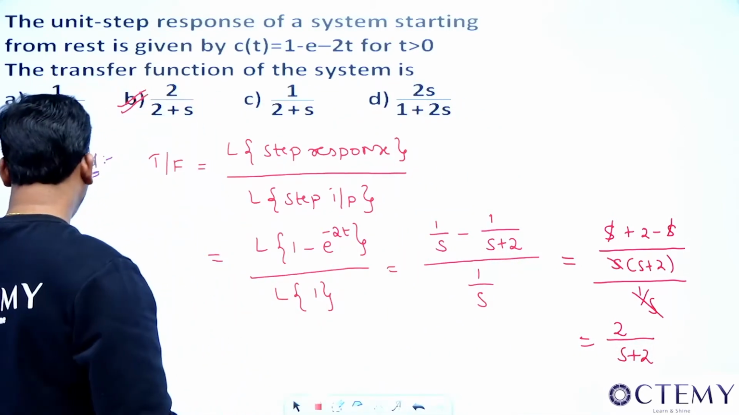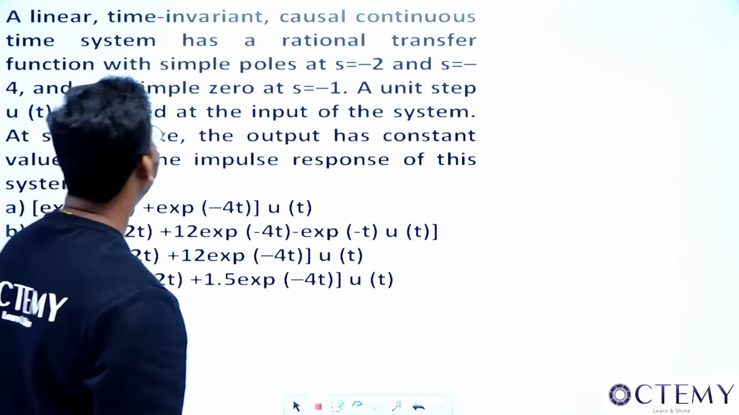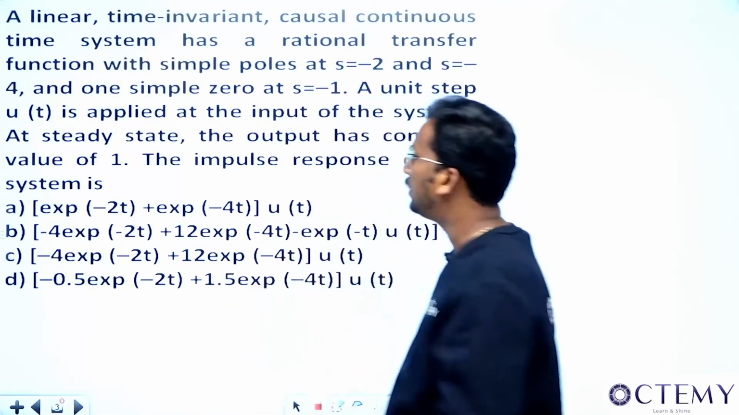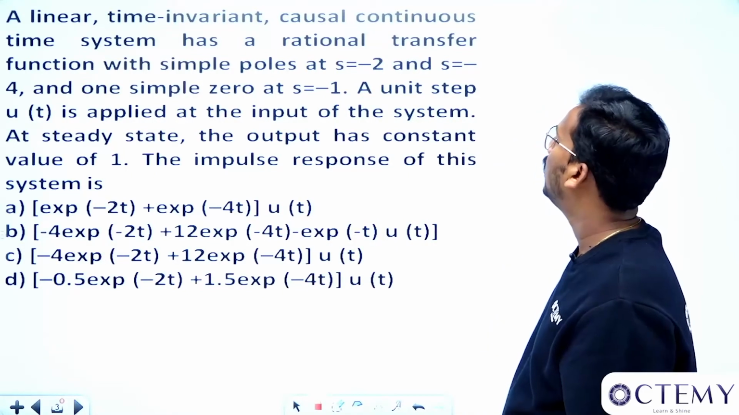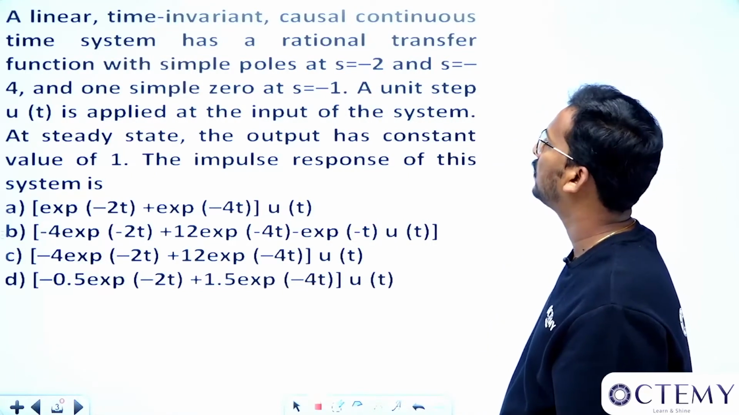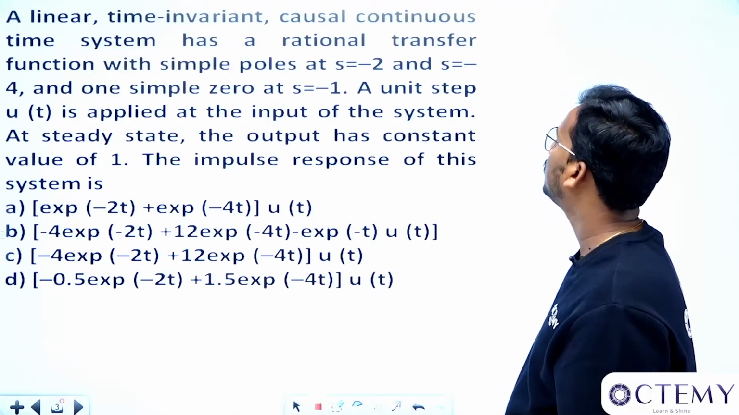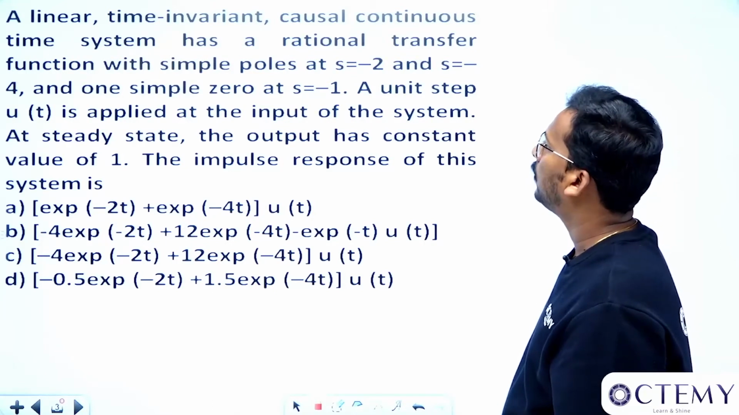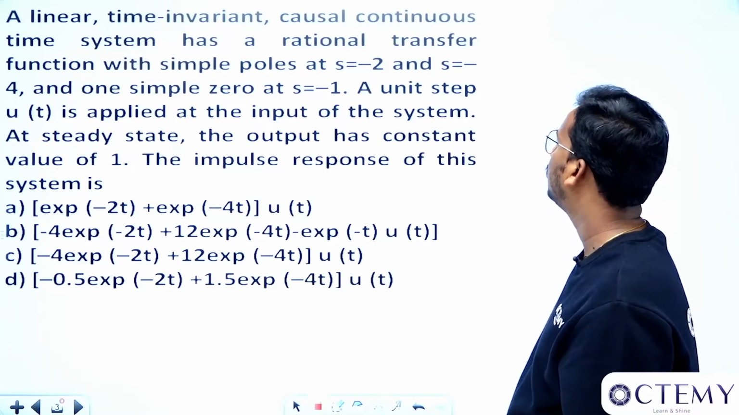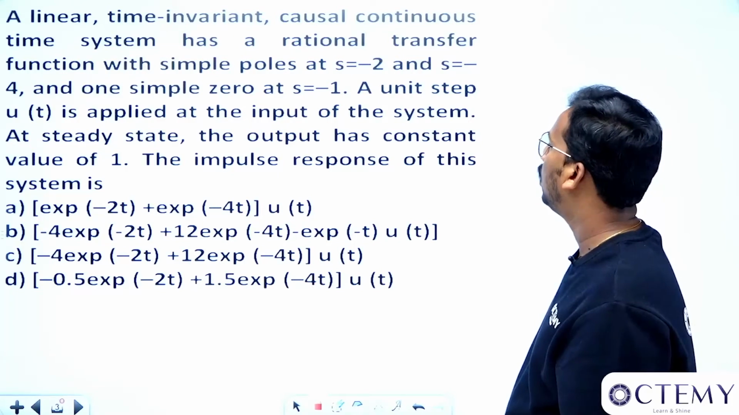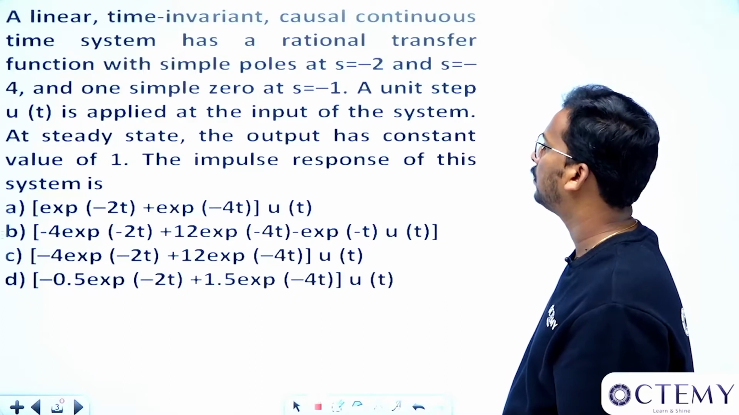Very good. If I go to the next question, see what is saying in the next question. The next question says that a linear time invariant causal continuous system has a rational transfer function with simple poles at s is equal to minus 2 and s is equal to minus 4 and a simple 0 at s is equal to minus 1. Unit step is applied to the input of the system, at steady state the output has the constant value of k. The impulse response of the system is.